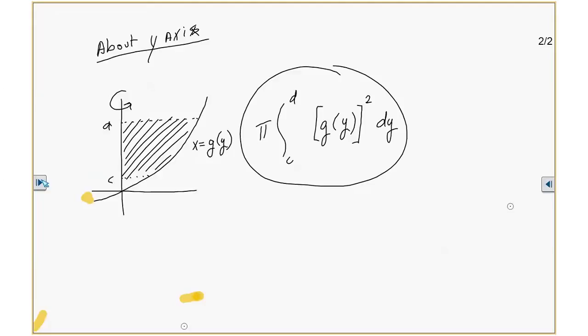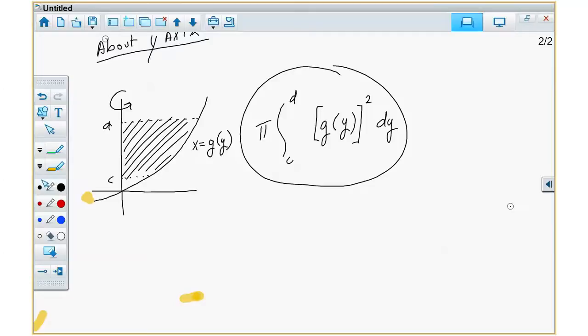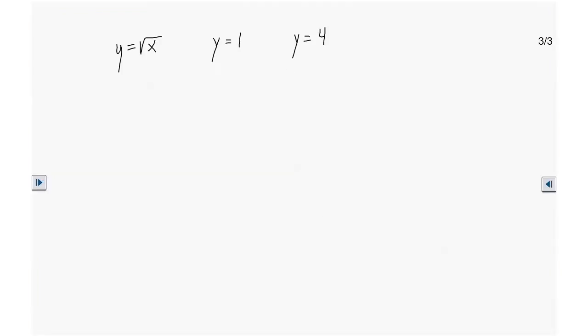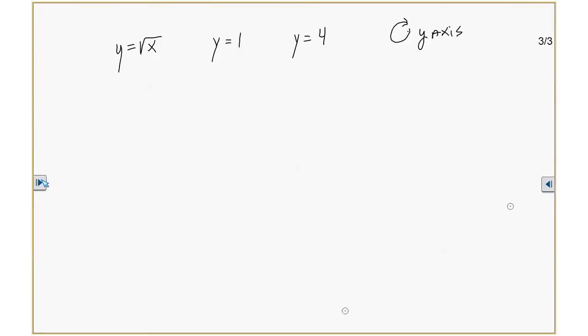Okay. So, let's go with y is equal to square root of x. Y is equal to 1. Y is equal to 4. And it's about the y-axis. Now, that's all I'm going to give you. That's all you're given. Now do it. That means what? Sketch it. Find your boundaries. And then set it up.